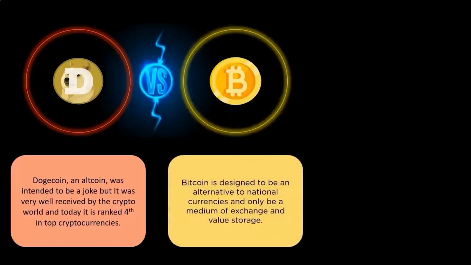Bitcoin led the first revolution of digital money. Bitcoin enables transparent and decentralized peer-to-peer transactions. Bitcoin is designed to be an alternative to national currencies and intends only to be a medium of exchange and value storage. It comprises features like a public ledger, immutability, and high transparency, making it a great platform.